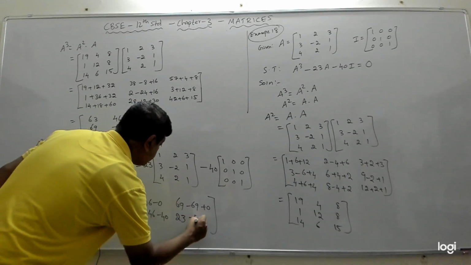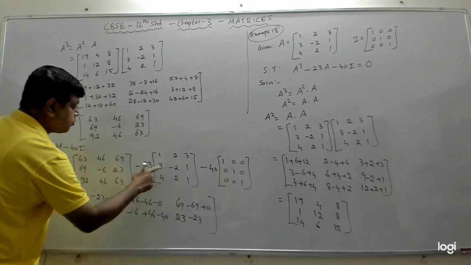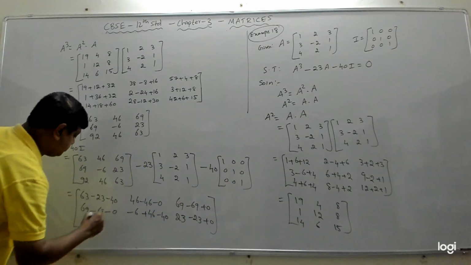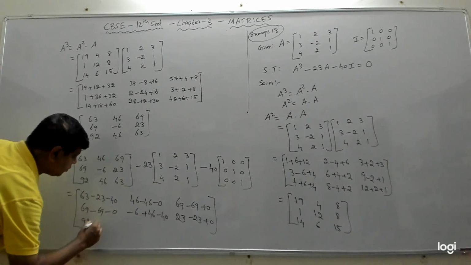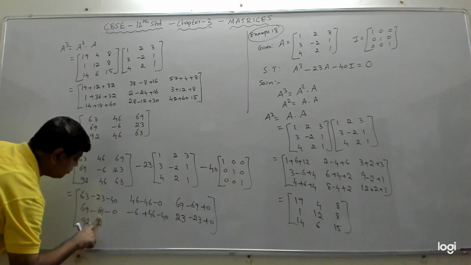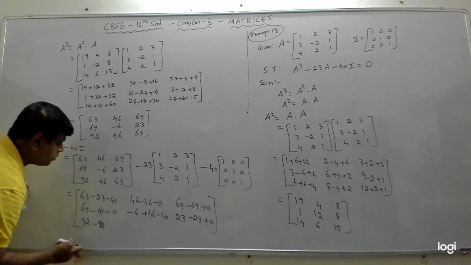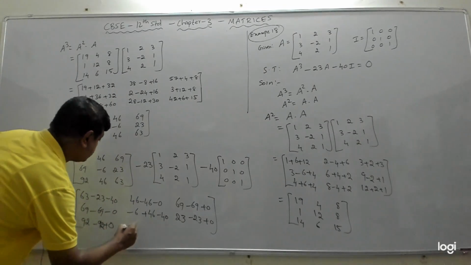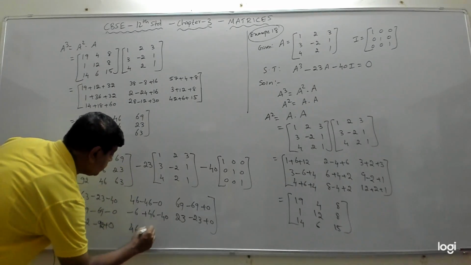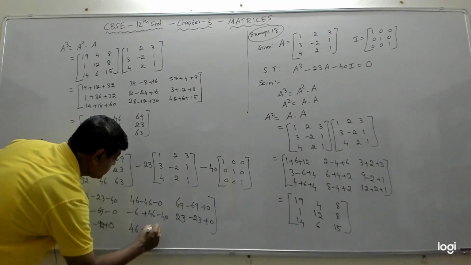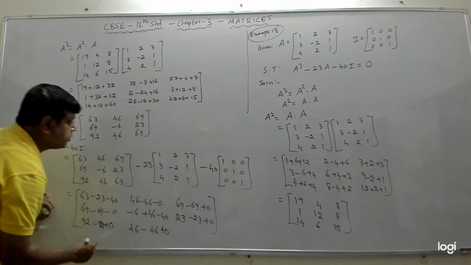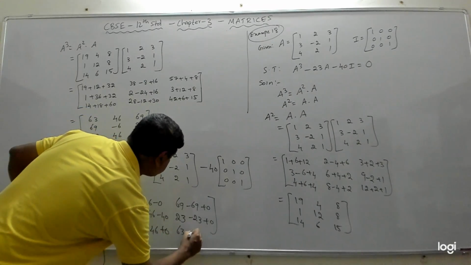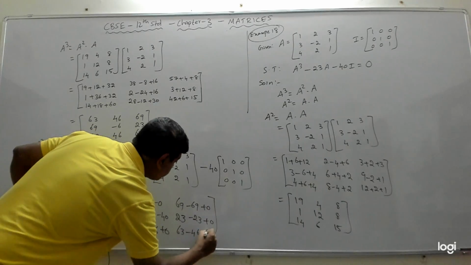23 minus 23. Then minus 23 into 1 is minus 23. 40 into 0 is 0. Then again 92. 23 times minus 4 is minus 92. Then 40 times 0 is 0. Then 46, minus 23 times 2 is 46 plus 0 or minus 0, doesn't matter. Last one is 63 minus 46 minus 40 into 1 is 40.